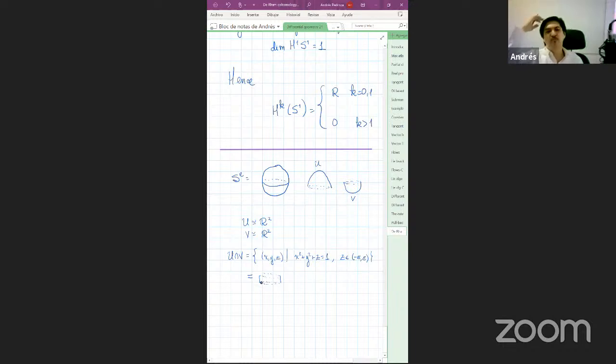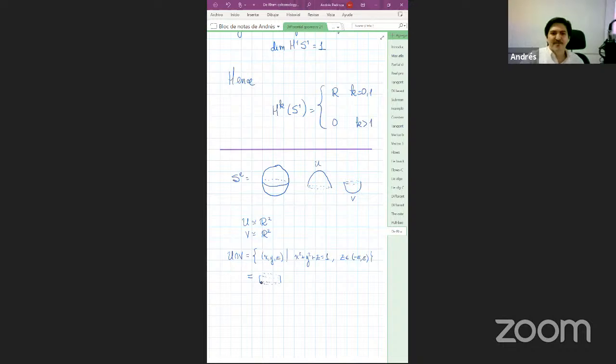Now, of course, we don't know the cohomology of U and V and U intersection V. We will deal with that later. Right now, I just want you to understand U, V, and the intersection. Very nice.